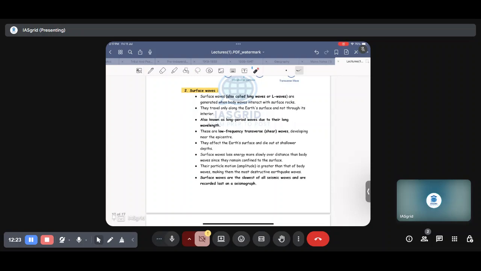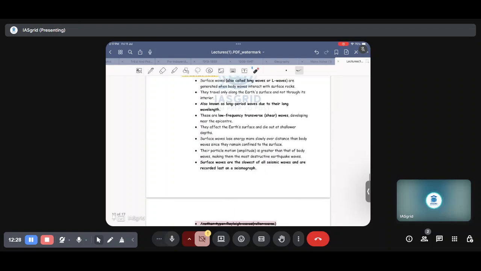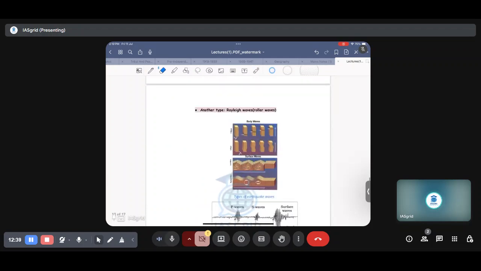Now, Rayleigh waves, I have just written this because they could have asked for surface waves in deeper extent in prelims. So this is only because if they ask in prelims, you shouldn't miss out. And then there comes Rayleigh waves. Rayleigh waves, as I have remembered, are roller waves.